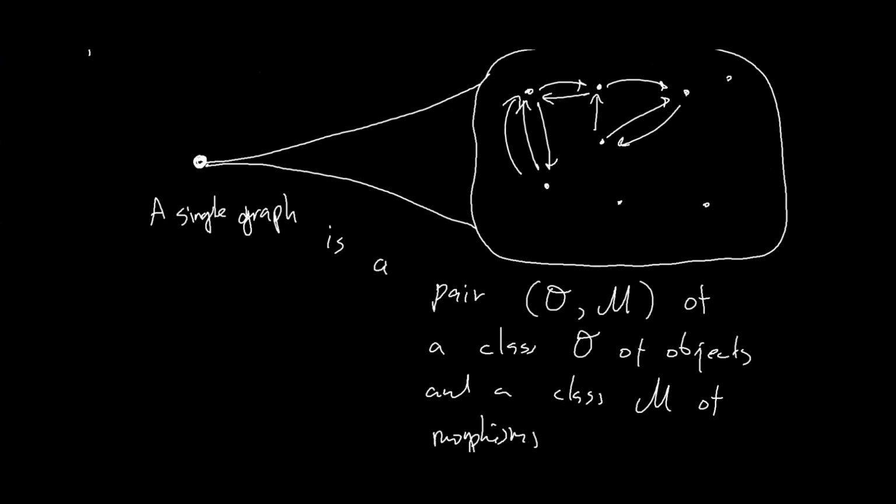Here's a question on the chat. Does this mean the objects and their morphisms determine what the graph is? Absolutely. The graph is completely determined by what are its objects and what are its morphisms. Keeping in mind that every morphism itself determines what is its domain and what is its codomain. Okay.